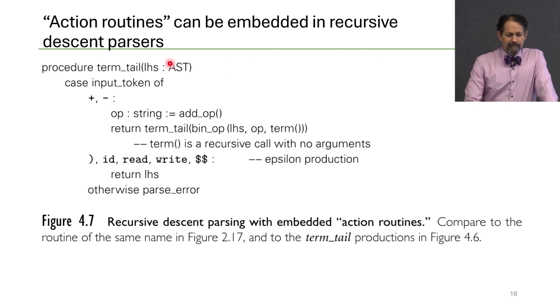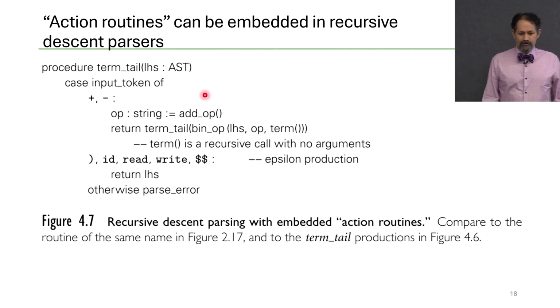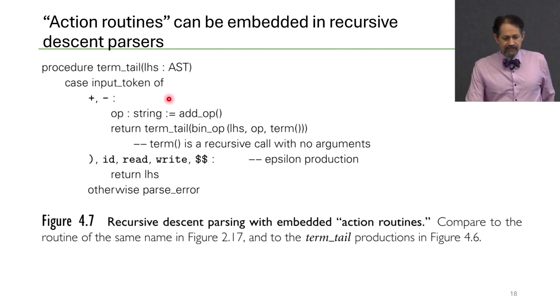In this case, we have the left-hand side, the part that's already been parsed in our AST. And if we get an input token of plus or minus, that means we're extending this by adding something more to it. In that case, we will take an add op, which will be a string, either plus or minus, and then we'll call term tail again, but we'll call it by passing a binary operation that has the original left-hand side, this operation that we just parsed, and a recursive call to term to parse that piece.